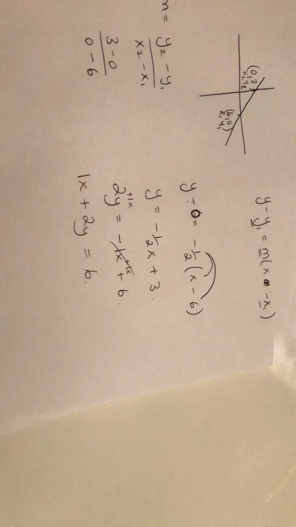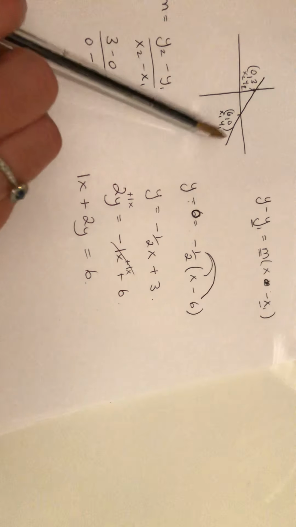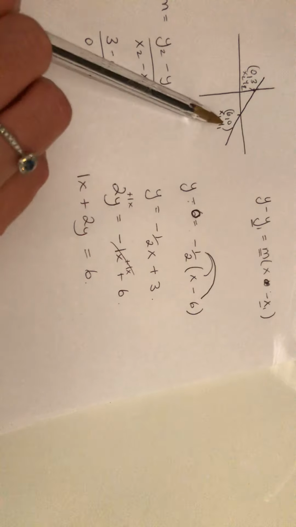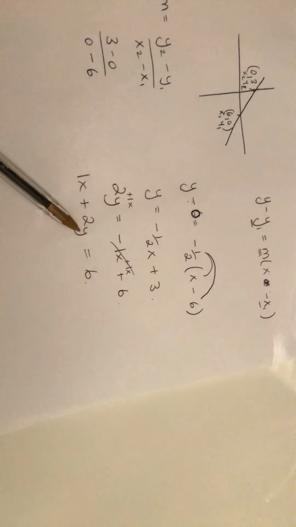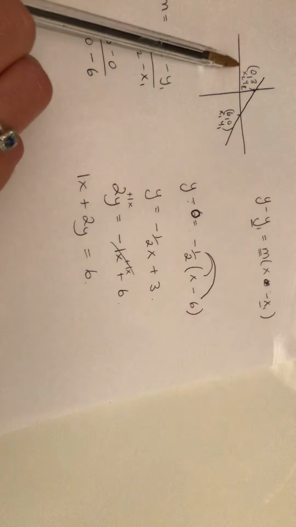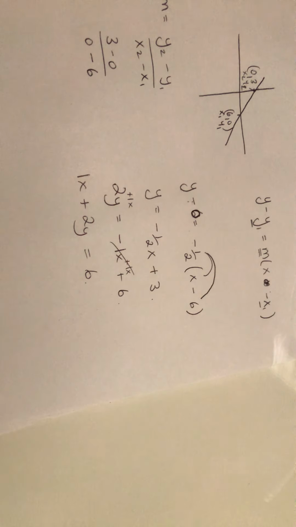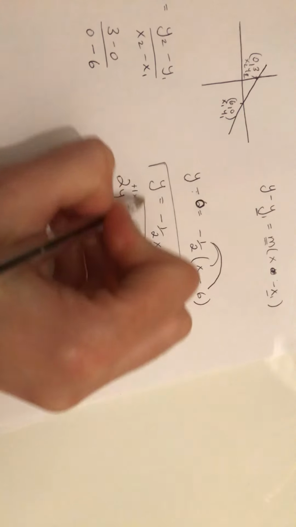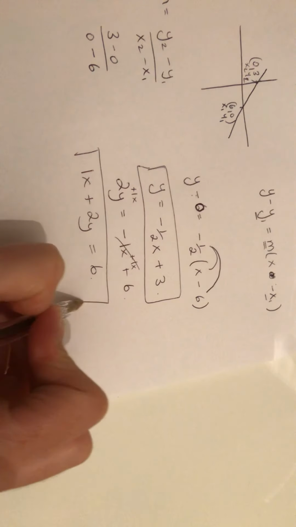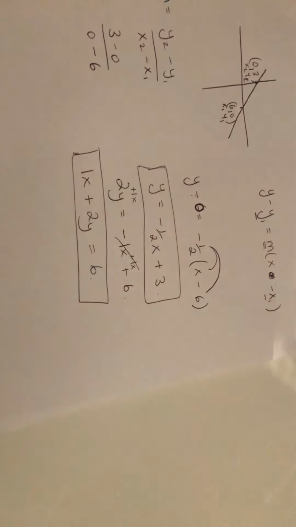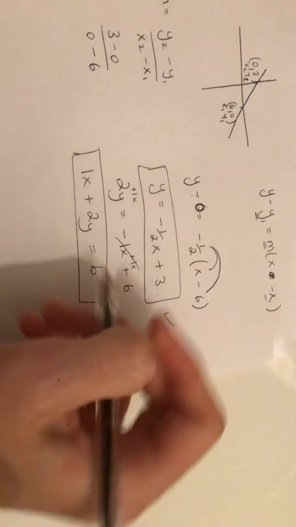Let's just check if that's right. Does 6 for x and 0 for y work? So 1 times 6 plus 2 times 0 is equal to 6, yeah. And does 0, 3 work? Yes, it does. Okay, so it doesn't matter if you had this, or maybe you just didn't like the look of the fractions and you prefer this. Either of those will give you full marks in an exam, because you've given me the equation of the line.